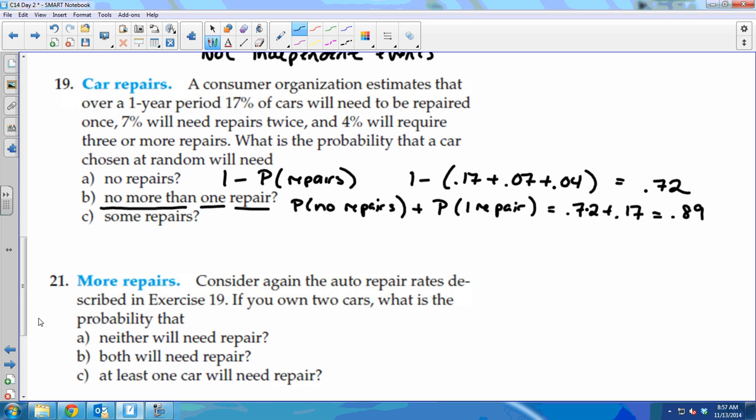And then the last one's the probability of some repairs. So what does the probability of some repairs mean? Yeah, it could be one repair and two repairs and three or more. So that's what was in the parentheses on part A, which should have been 0.28. So far, so good? Those are ors.